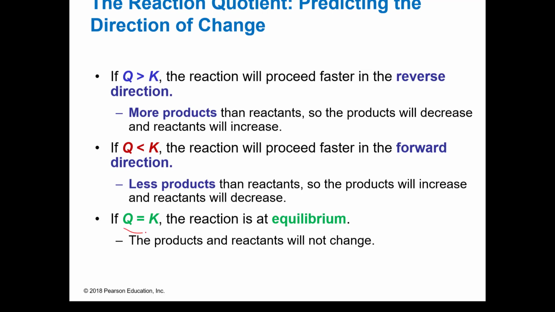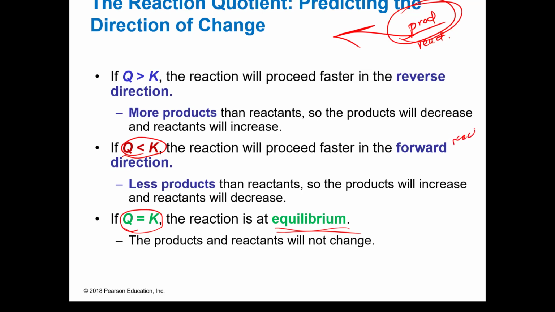I already said if Q is equal to K, then it's at equilibrium, and the concentrations are not going to change between the products and the reactants. If Q is greater than K, that means that you have more products, because it's a bigger number. You're going to have more products than reactants, and so if you have too many products, you're going to have to go back in the reverse direction, because you need to decrease the amount of products and increase the amount of reactants. If Q is less than K, that means that you have more reactants than you do products, and so you need to continue making those products until you get to your equilibrium.